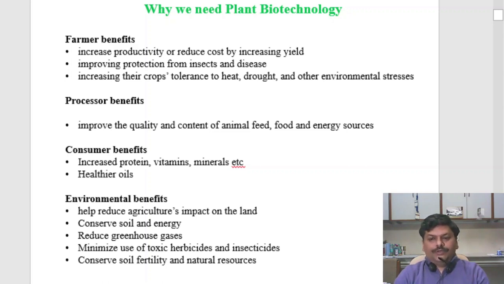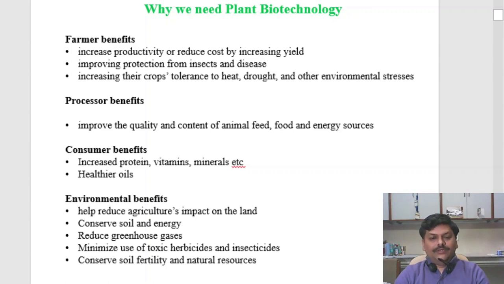Plant biotechnology is also being used to make plant products which have better processor benefits. Say for example, plant biotechnology is being used in making sugarcane varieties which are softer but at the same time have more sugar content. There are consumer benefits also which are linked to plant biotechnology practices, such as increased protein, vitamins, and other nutrients in our food crops. Say, for example, more protein in wheat or more protein in rice or more vitamins and beta carotenes in wheat or rice, and also healthier oils.